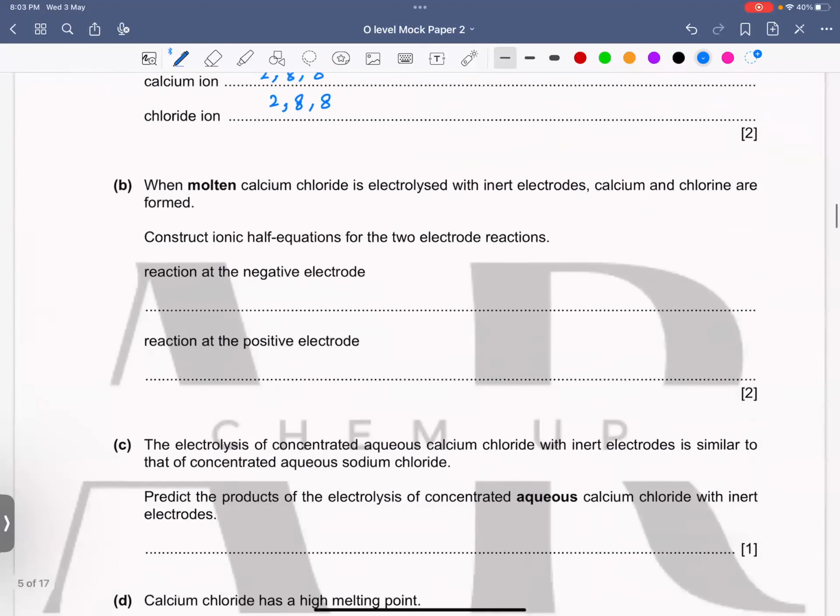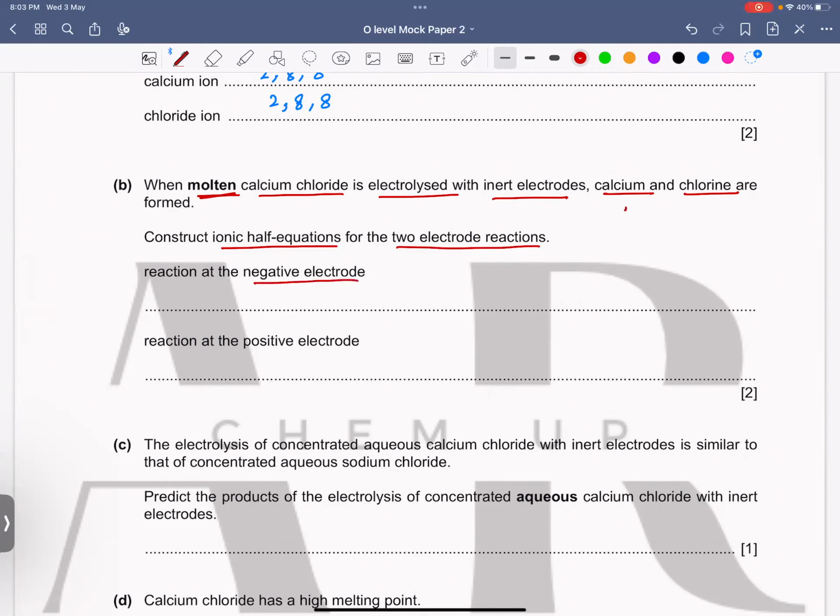Now, part B. Question number 4, part B. When calcium chloride is electrolyzed, molten calcium chloride is electrolyzed with inert electrodes, calcium and chlorine are formed. Construct ionic half equation for the 2 electrode reaction. They have actually told you what is forming at the electrodes.